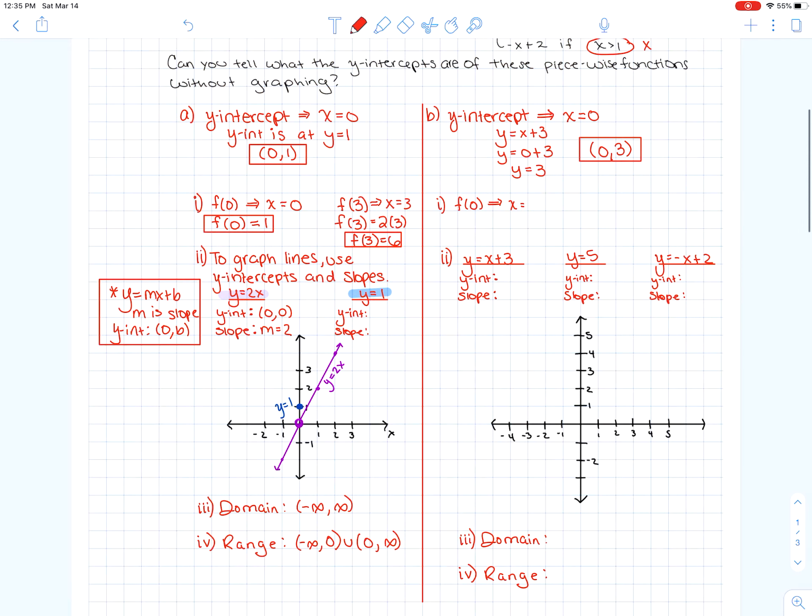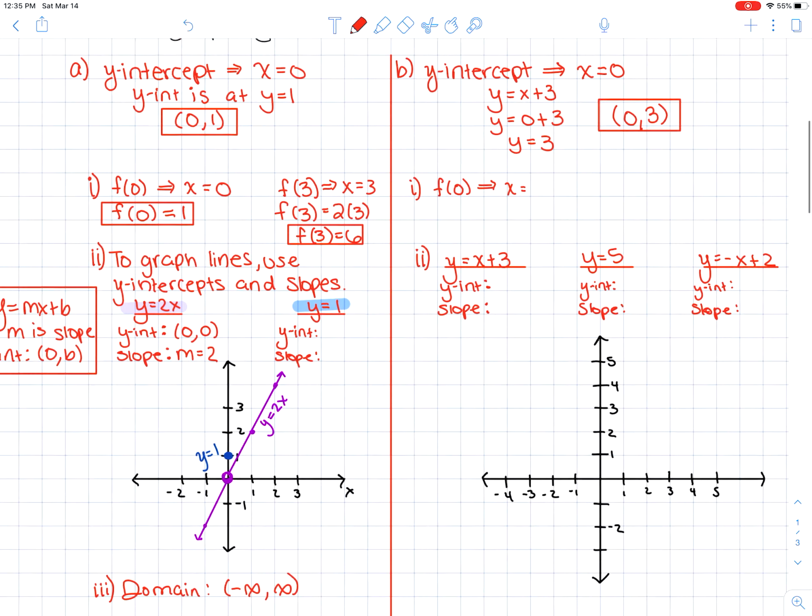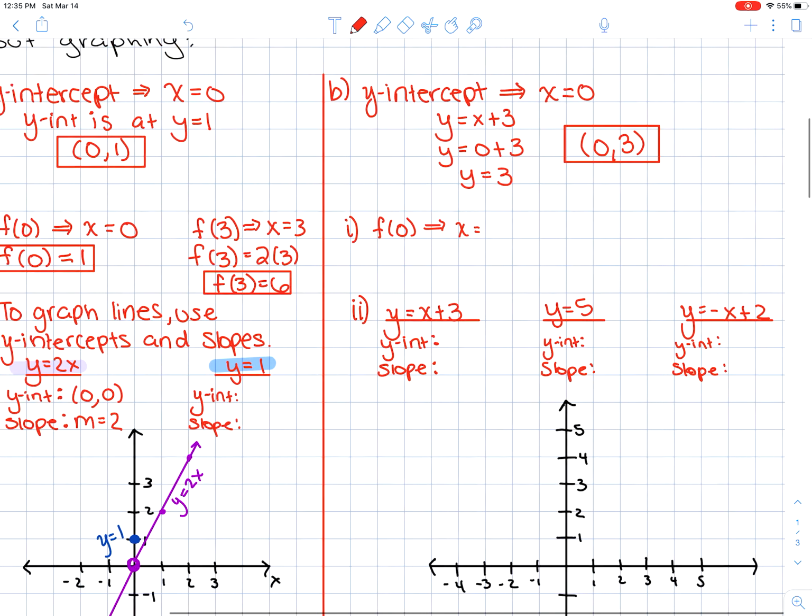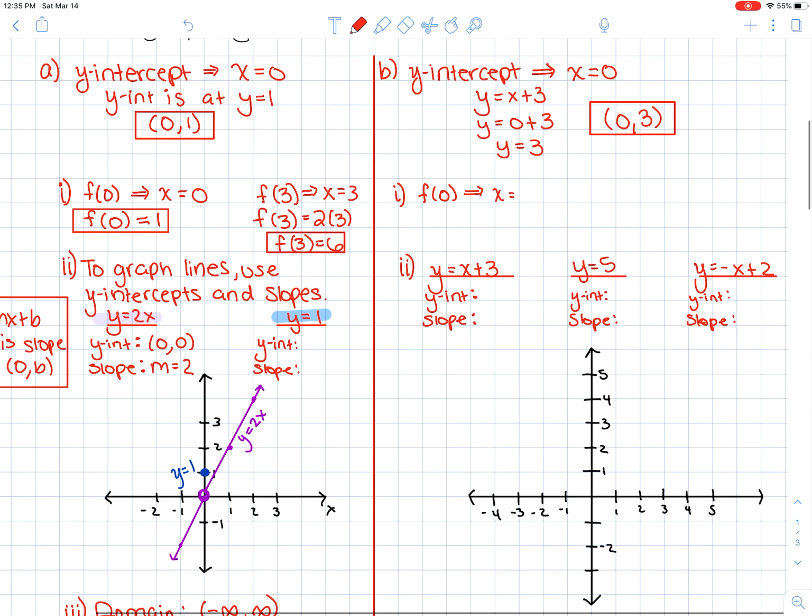Okay, let's take a look at part B. So I'm going to zoom into part B. I'll zoom out in a second. Just want to focus on part B. Again, we are being asked to find f of 0, which just means they're telling us that x equals 0.